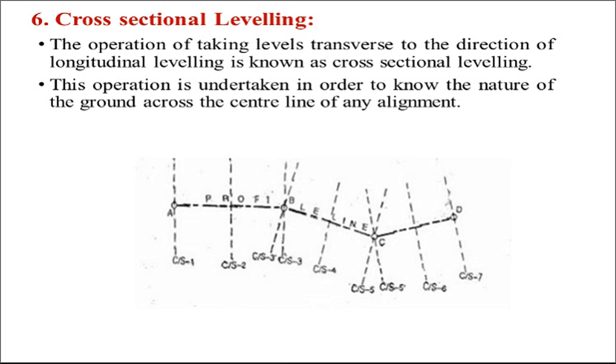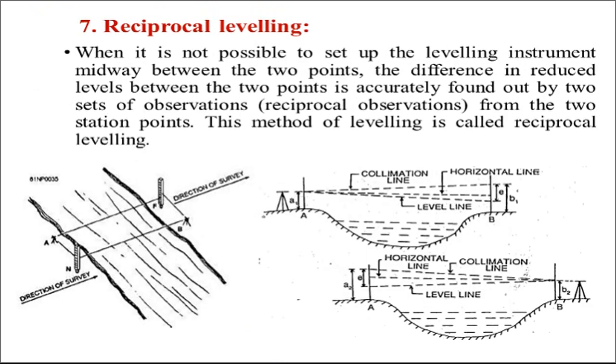Then next one, reciprocal leveling. The seventh type of leveling is reciprocal leveling. When it is not possible to set up the leveling instrument midway between the 2 points, the difference in reduced levels between these 2 points is accurately determined by 2 sets of observations from the 2 stations. This method of leveling is called reciprocal leveling.